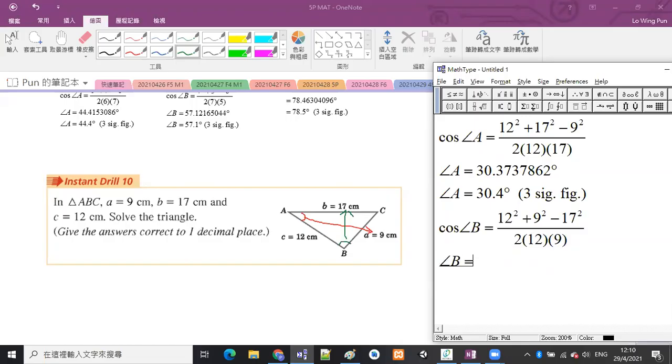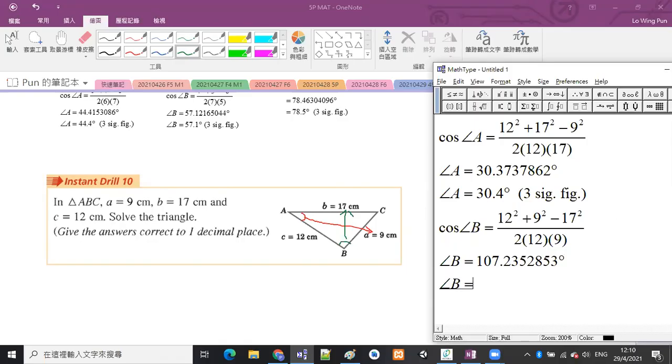And then we will shift cosine the number on the right hand side. 12 square plus 9 square minus 17 square. Enter. And then divided by bracket 2 times 12 times 9. Enter. And then shift cosine answer will be 107.23 something degrees. And this is the answer.